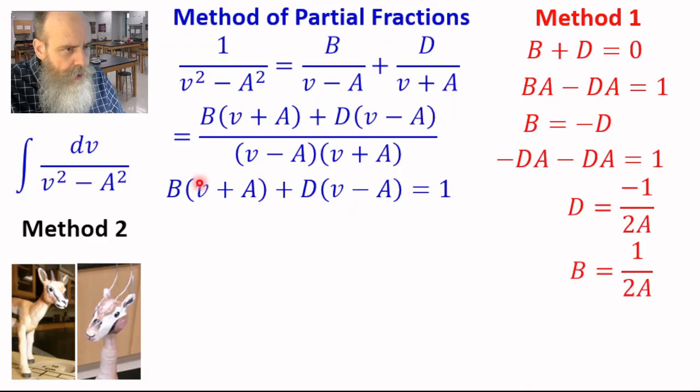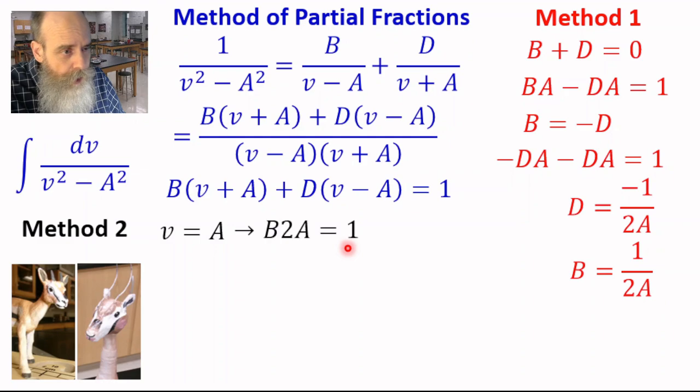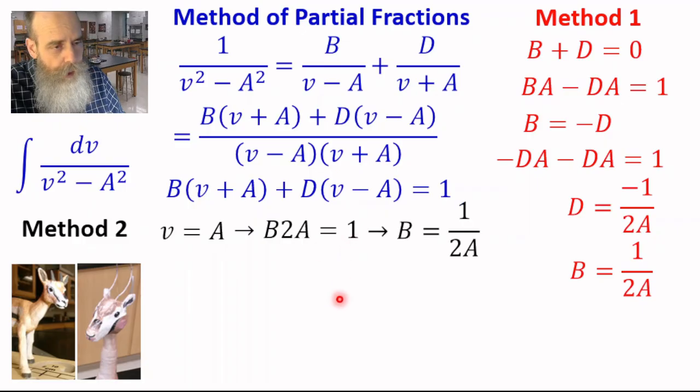This equation is true for all values of v. It is true for v equals a. So let's put v equals a into this equation. Here we get v times a plus a plus d times a minus a. This is just 0. That's why I chose v equals a. So we get b times 2a from here plus 0 equals 1. So b times 2a equals 1. Therefore, b is 1 over 2a.